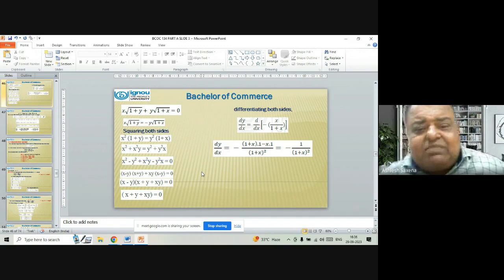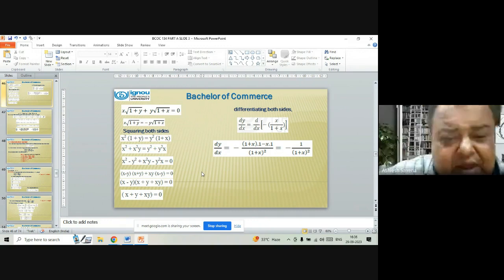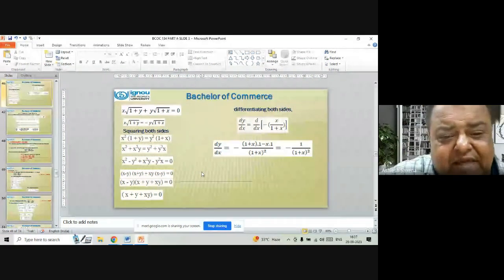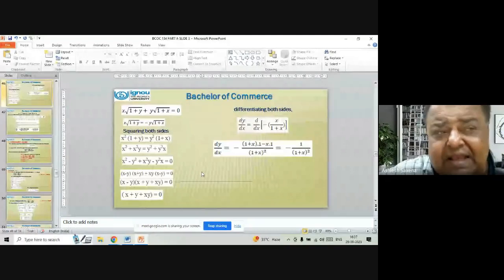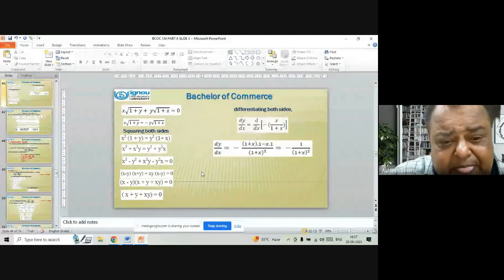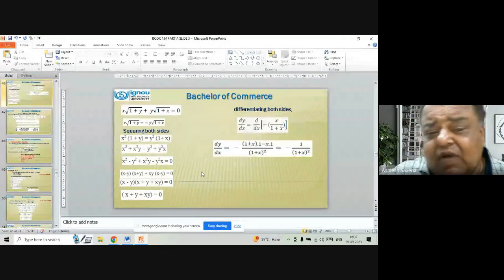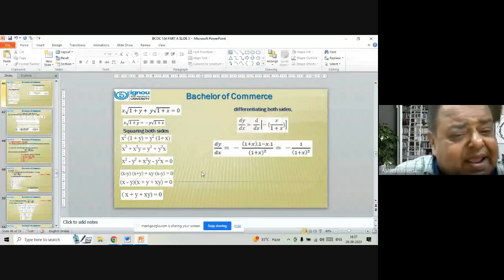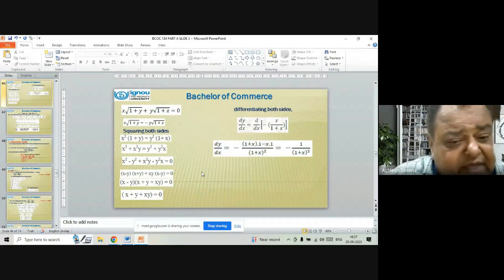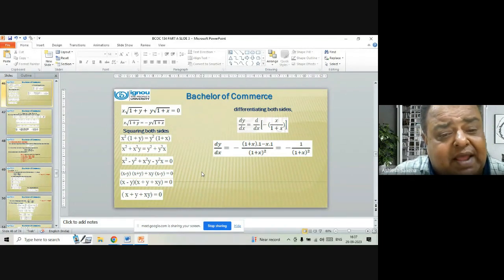Now see to it, bring everything to one side: x square minus y square plus x square y minus y square x. Simplify x square minus y square, which can be written as x minus y into x plus y. Similarly on the other two terms, we can take x and y common. By taking x and y common, we are left with x minus y. In the whole expression, I will be taking x minus y common. So I will be left with x plus y plus xy equal to 0.